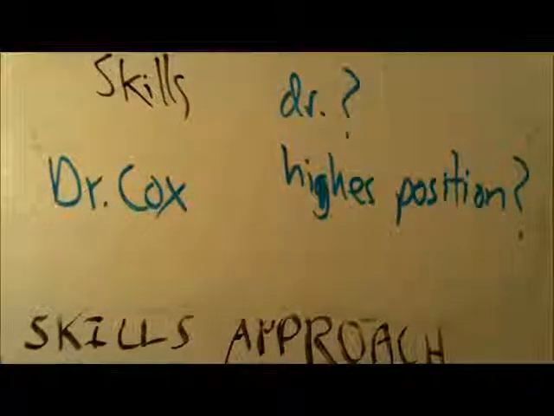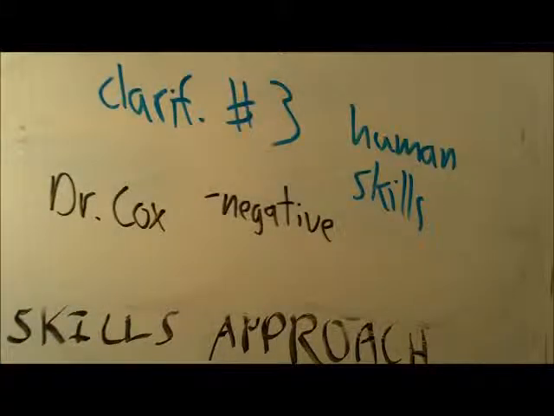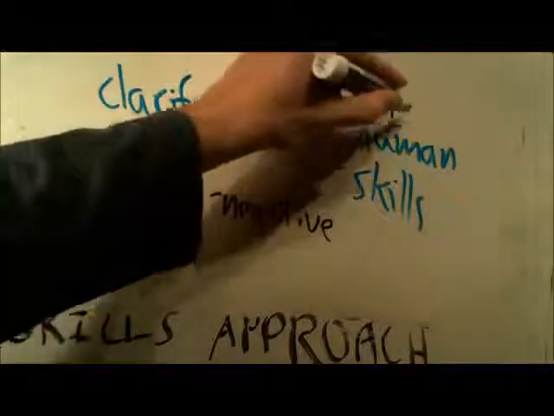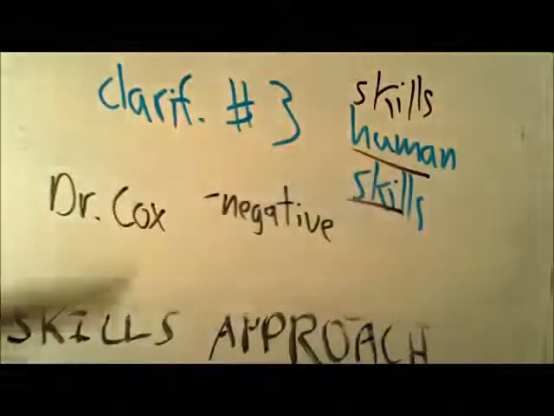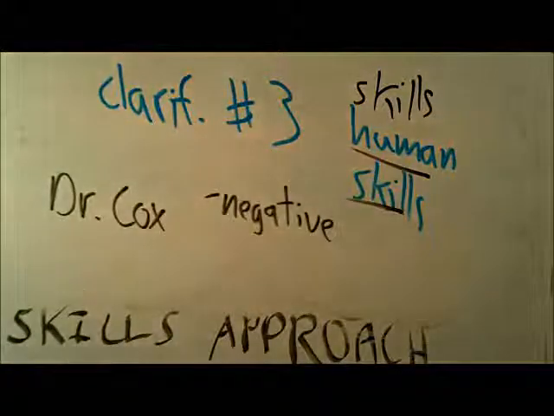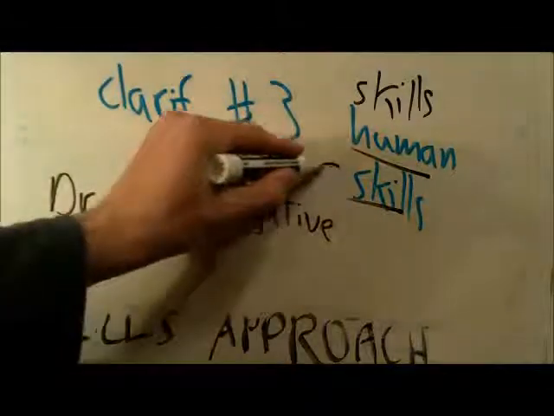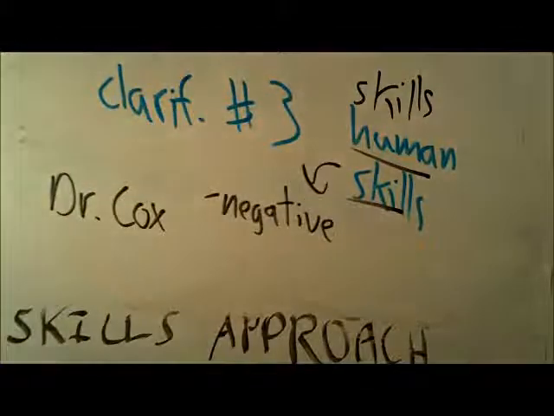Let's move on. And again, jumping back to clarification number 3, which in this case, because we're talking about skills, has to do with human skills. So in Dr. Cox's case, his human skills actually work against him because they're not really human skills, they're a lack thereof. When he interacts with people, he does it very strangely, which takes away from his credibility, and people don't like him as much, which means that they won't be as willing to be led by him.